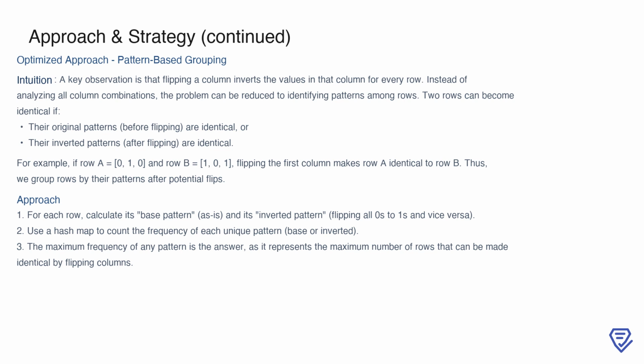For 2 rows to become identical, their original patterns must either already match or match after one of them is inverted. For example, if one row is 0, 1, 0, and another is 1, 0, 1, flipping the first column aligns their patterns. The process involves calculating two patterns for each row, the base pattern, as is, and the inverted pattern, where all zeros become ones and vice versa. We then use a hash map to count the frequency of these patterns, and the highest frequency among them represents the maximum number of rows that can be made identical by column flips.